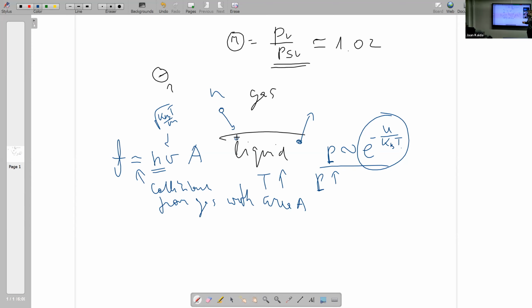If we don't have a liquid interface, then particles have nowhere to collide with. And so you will not have condensation, even though you have a vapor pressure bigger than the saturation pressure, so relative humidity more than 100%.